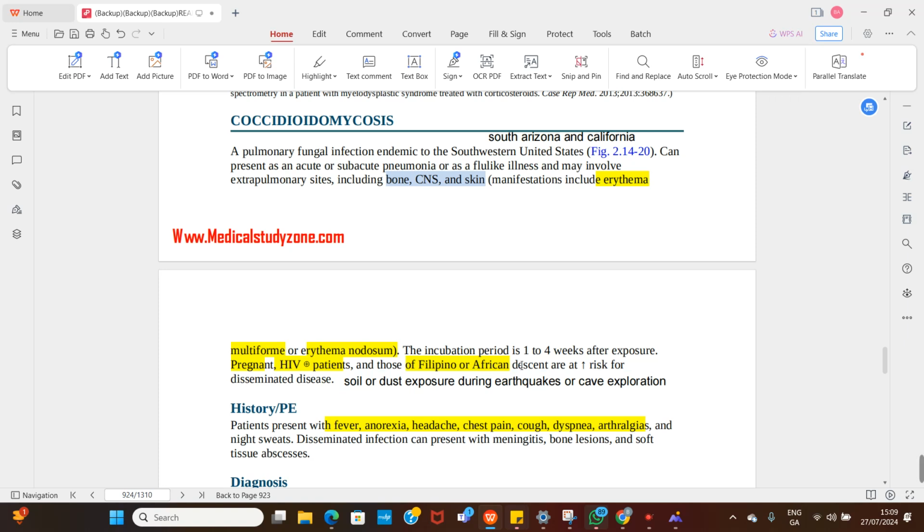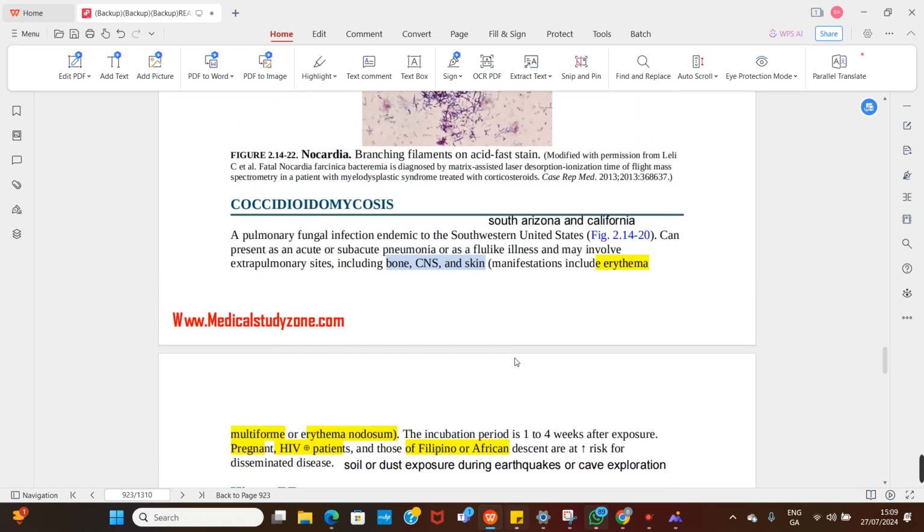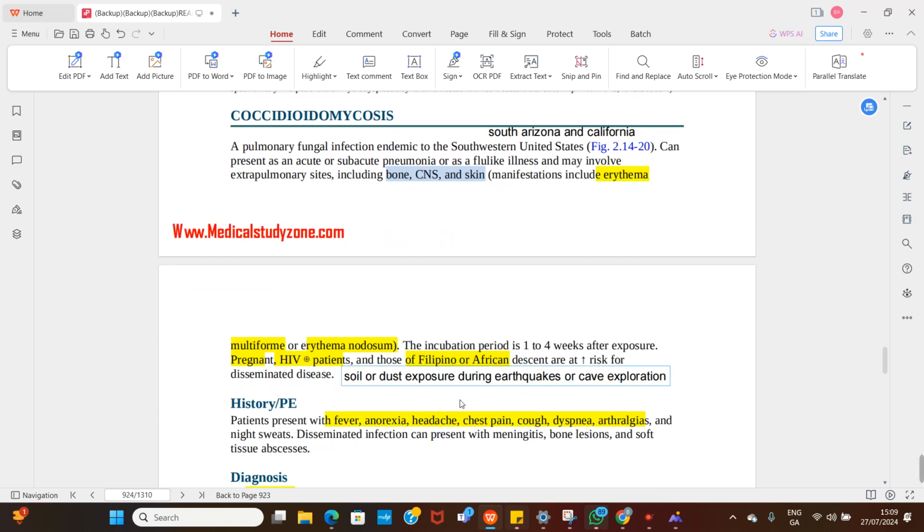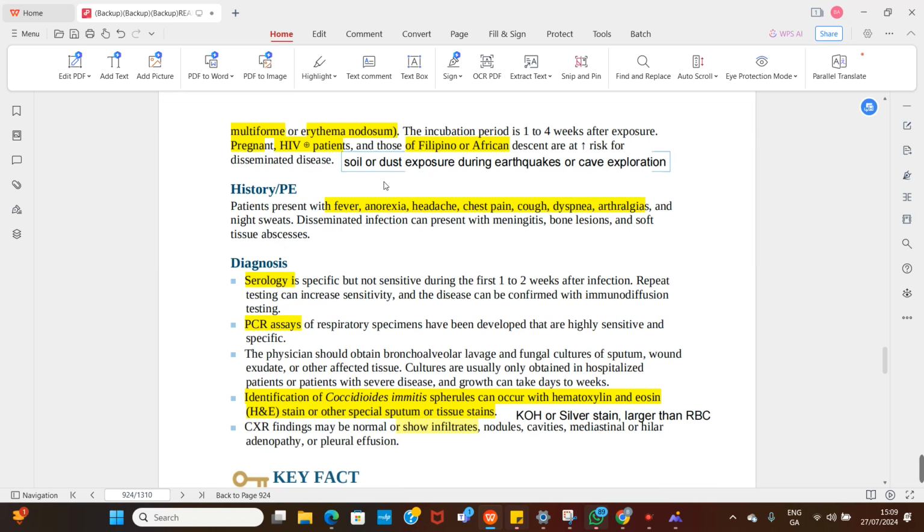So the predisposing factor is same as histoplasmosis. People that undergo cave exploration or earthquakes can inhale the dust containing the spores and develop coccidioidomycosis. Just like I've said, the constitutional symptoms of the pneumonia: the cough, the chest pain, the headache, arthralgia. Disseminated infection can reach the bone lesions, the brain, meningitis, and the soft tissue.